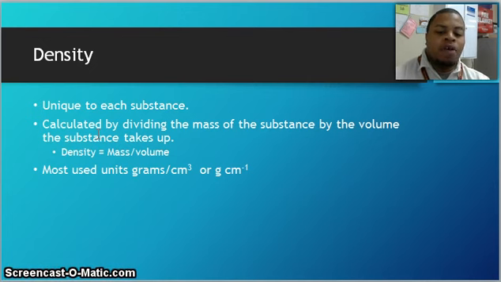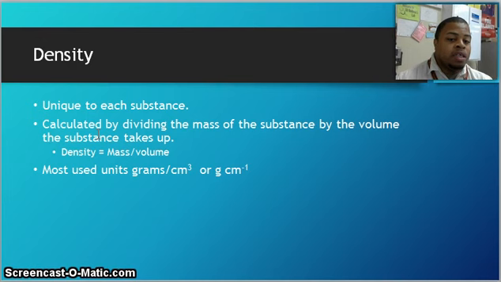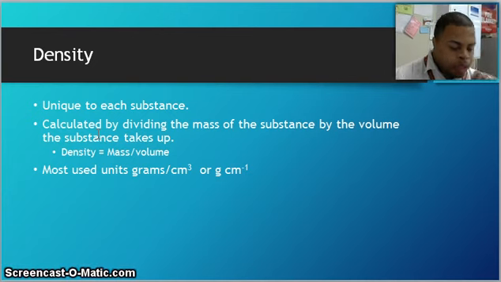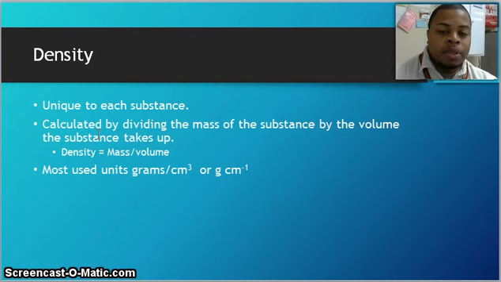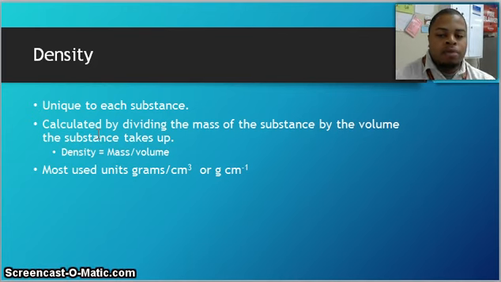So I want to make sure that we have all the information we need to be successful. The way that we're going to do this is we're going to divide the mass of the substance by the volume that the substance takes up. This could be a liquid, this could be a solid, it could be a powder. All these things can still be calculated. And our units here are going to be grams per cubic centimeter, or as you see it written here, grams times centimeters raised to the -1 power. That just means that it would be in the fraction.